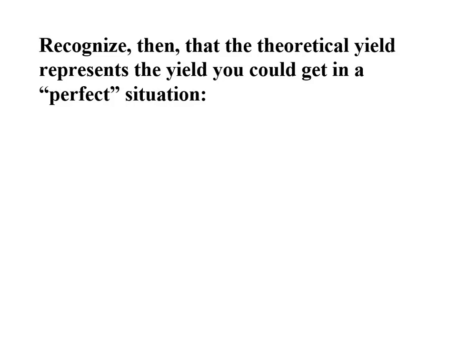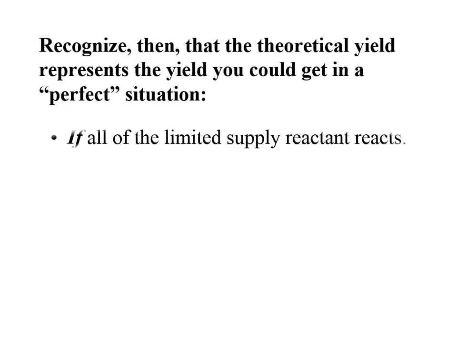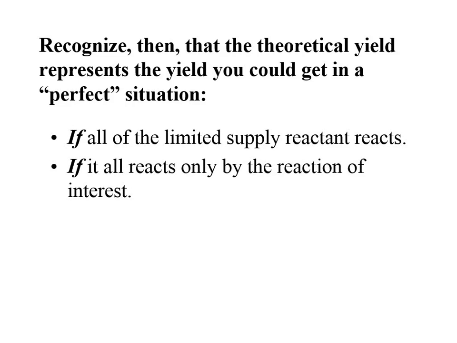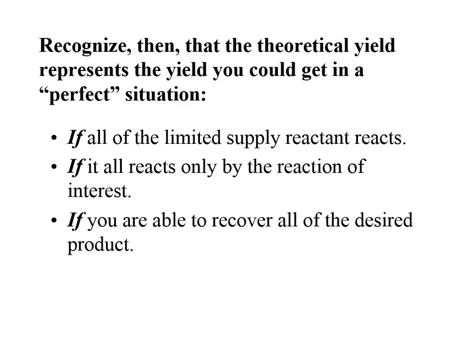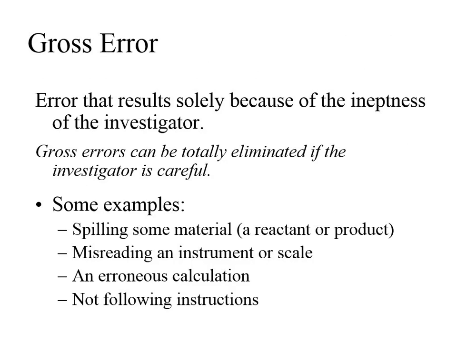All right, so theoretical yields, remember, are just an ordinary stoichiometric calculation where you know the mass, usually, of a reactant and you're finding the mass of a product. That is your theoretical yield. Theoretical yields would always be the case if all of your limited supply reactant was consumed, if it only reacted by the reaction of interest, and if you were able to get all the product after you made it. So the stars don't always align that way.